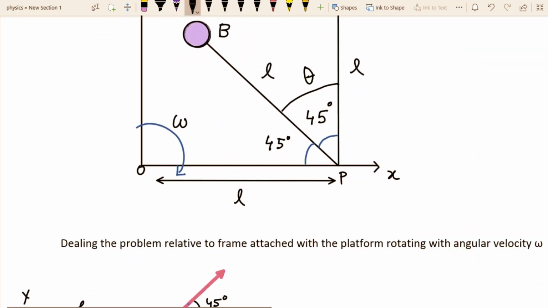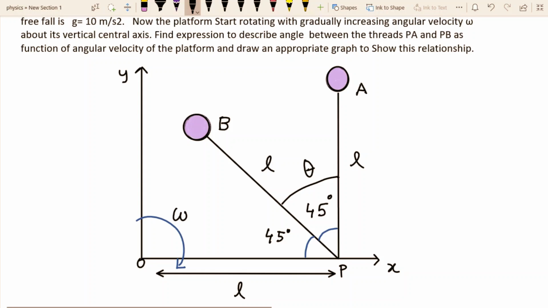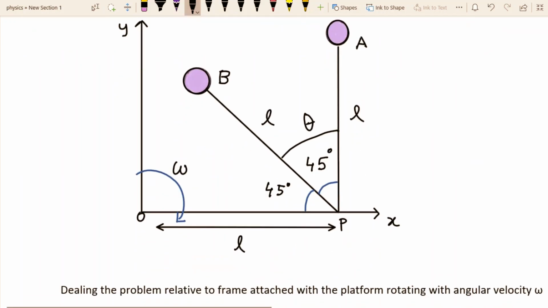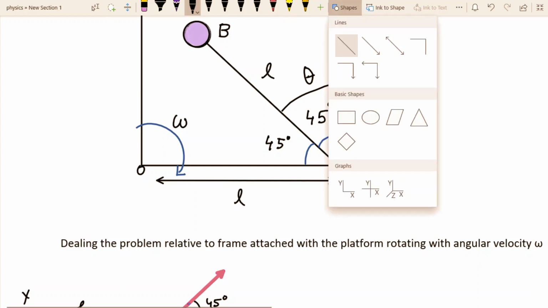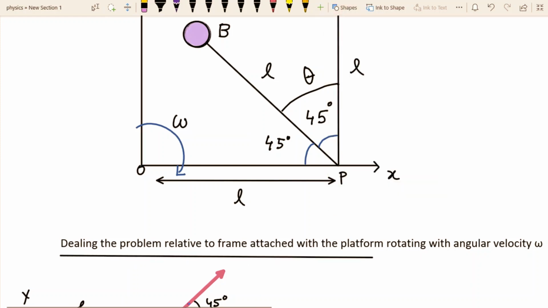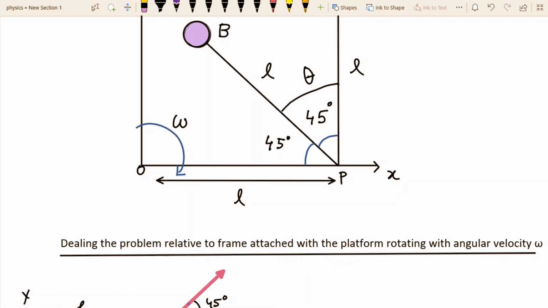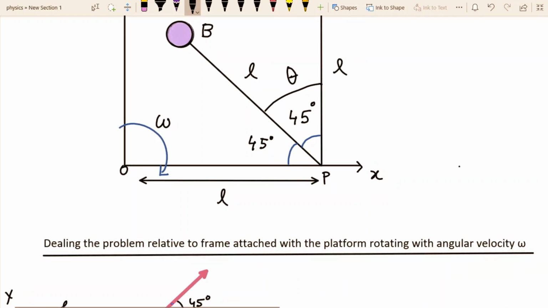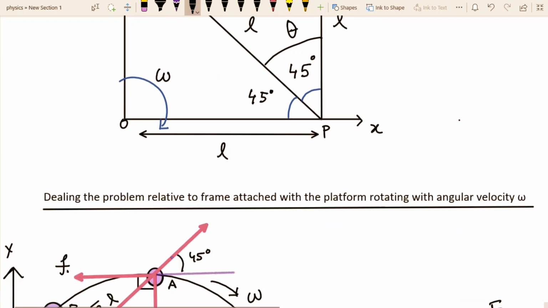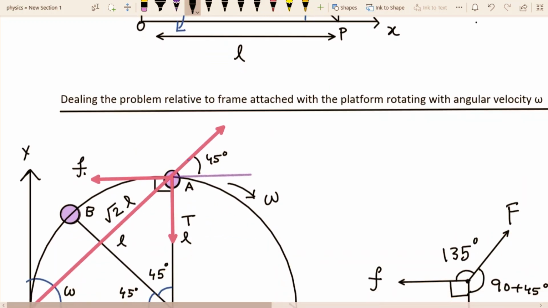Now let us see the free body diagram by considering the axes x and y, and the reference point is O. We are dealing with the entire problem relative to the frame of reference attached to the rotating platform. Okay, because then the problem becomes a bit easier. And now let us move to the free body diagram of the situation.